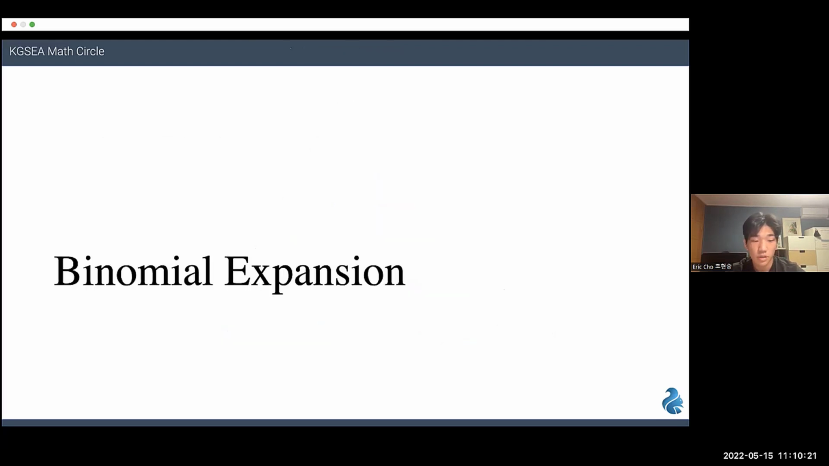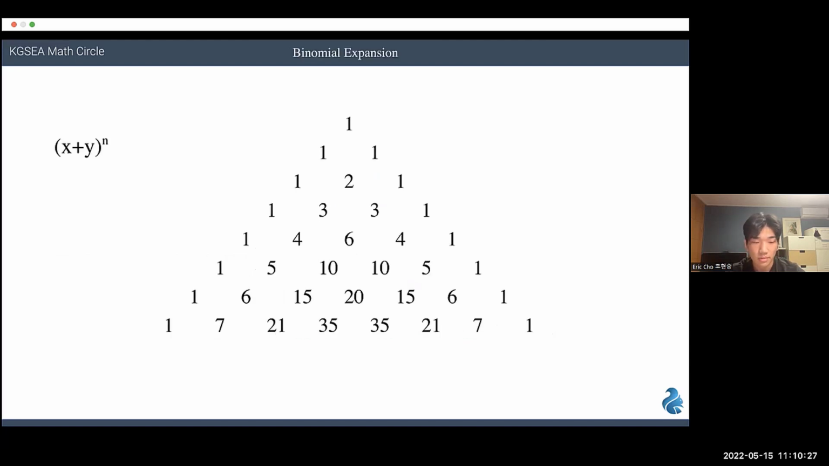Now we will move on to another property of the Pascal triangle, the binomial expansion. Each row's numbers correspond to the coefficients of the binomial expansion of the expression (x + y) to the power of n. n is the row number, and remember that the row with 1, 1 is considered row 0.